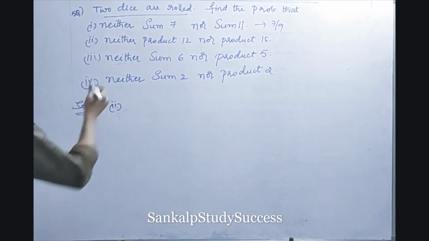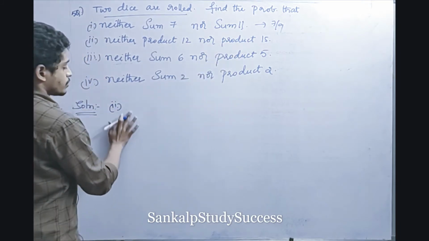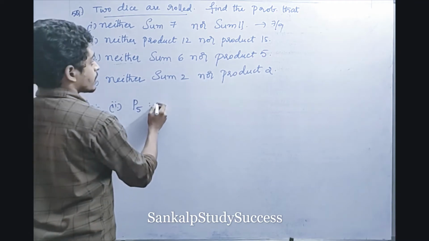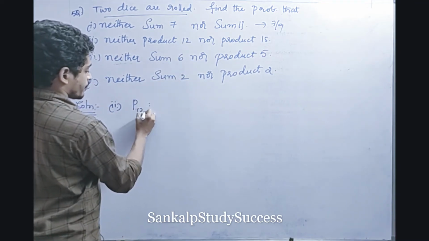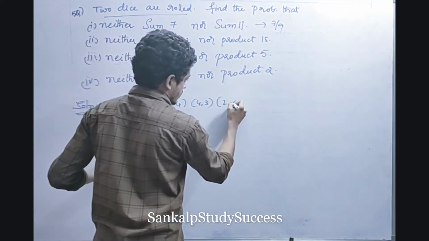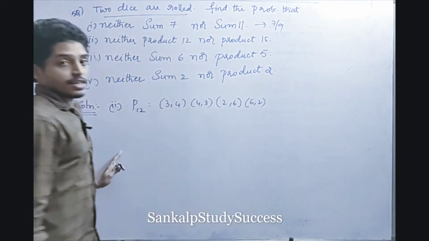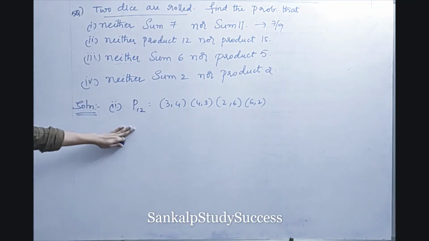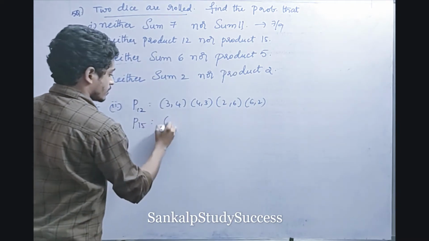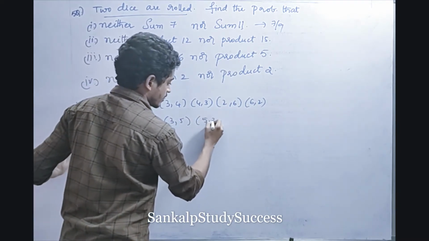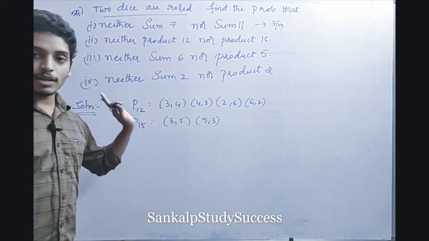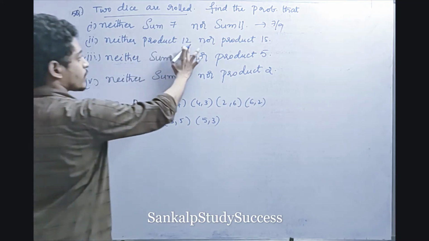Now let us think about neither product 12 nor product 15. Whenever product 12 comes, what are the possibilities? 3 comma 4, 4 comma 3, 2 comma 6, 6 comma 2. These are the product 12 possibilities. Next, what are the product 15 possibilities? 3 comma 5 and 5 comma 3. Out of 36 outcomes, these are the possibilities.